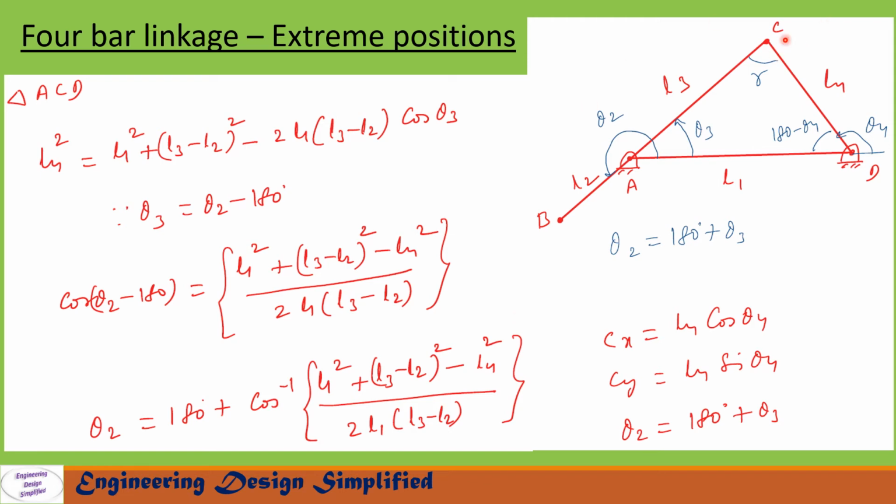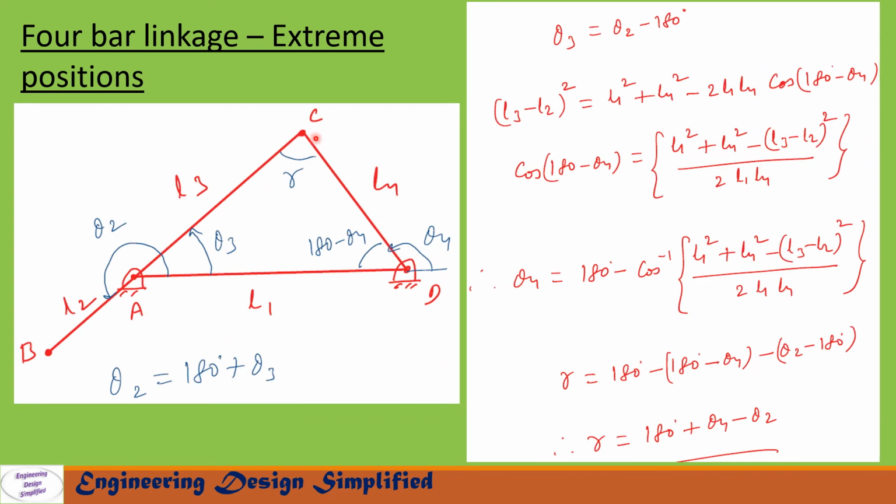So the position of C can be written as Cx equal to L4 cos theta 4, Cy equal to L4 sin theta 4. Theta 2 is 180 plus theta 3, so theta 3 is theta 2 minus 180 degrees. In this triangle ACD, let us again apply cosine rule to find theta 4. So (L3 minus L2) square equal to L1 square plus L4 square minus 2 L1 L4 cos (180 minus theta 4), this angle. After simplification we get theta 4 equal to 180 minus cos inverse of [L1 square plus L4 square minus (L3 minus L2) square] by [2 L1 L4].